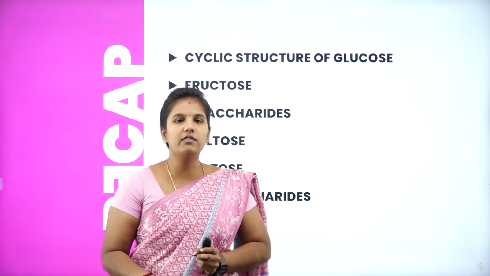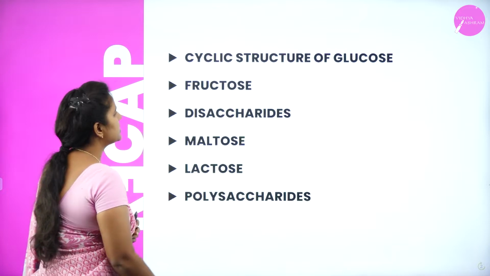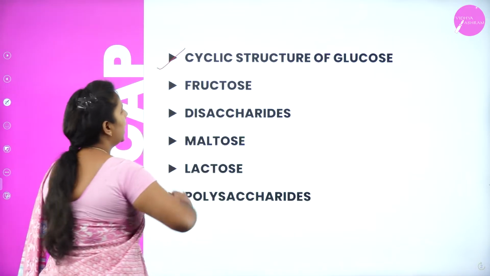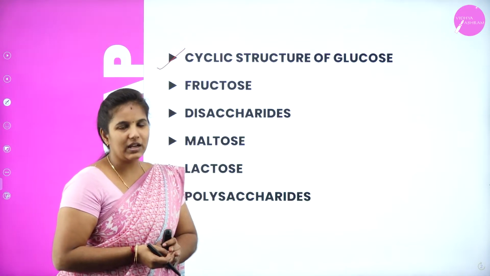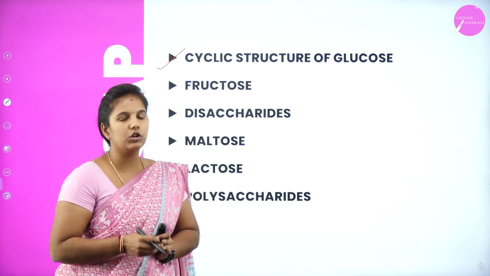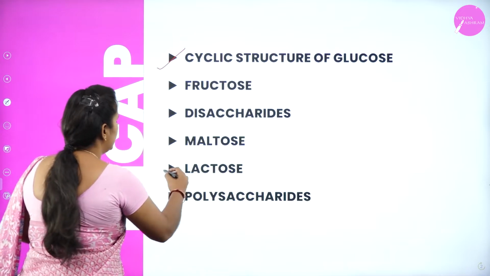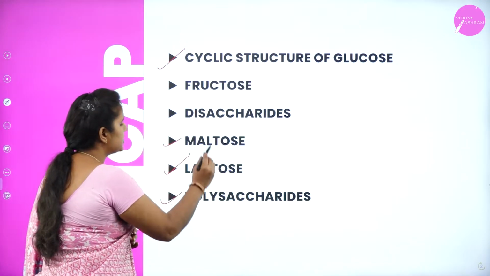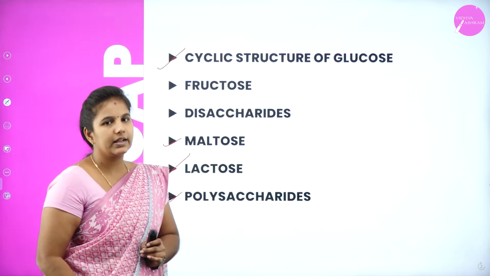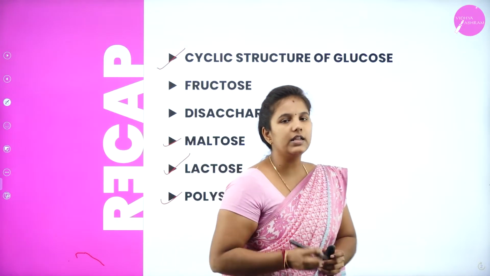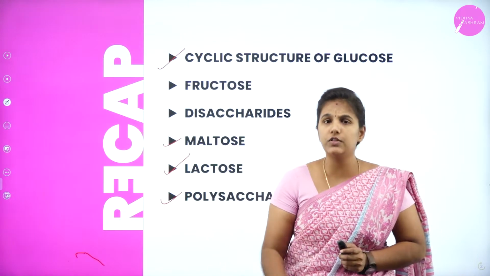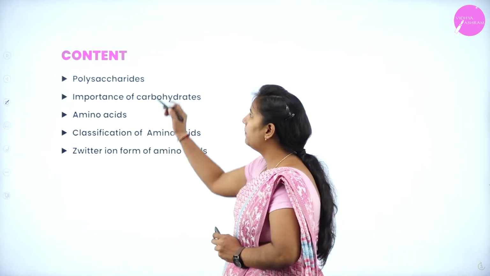Under that, we have discussed about the cyclic structure of glucose and we also discussed about the disaccharide. Under that, we have discussed about the maltose and lactose, and also we have discussed about the polysaccharide. In that, we have discussed about the starch. Today, let us move on to the next topic of this unit about the polysaccharide.